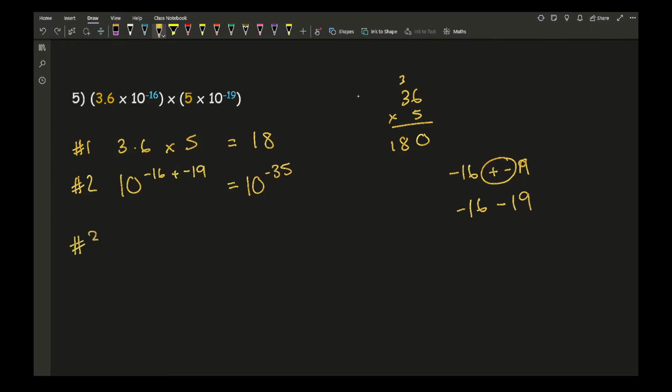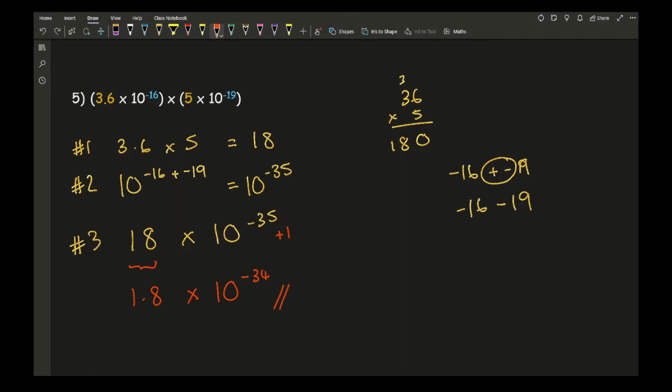Then step 3 is adding the two things together. So I've got 18 times 10 to the power of minus 35. Now for this, I need to make this smaller. So that's going to be 1.8. And then I need to add 1 to minus 35. Now just be careful when you're adding on to negative numbers. That's going to be minus 34. And there is your final answer.